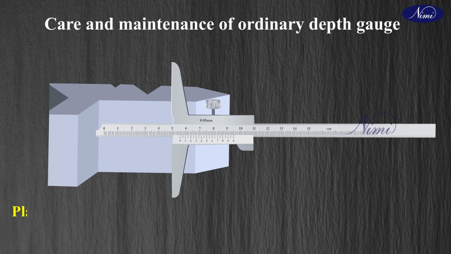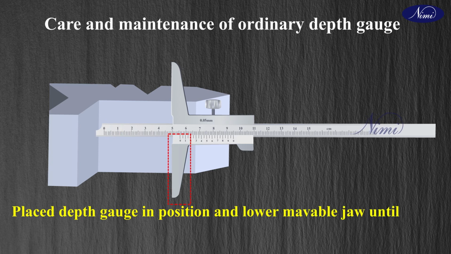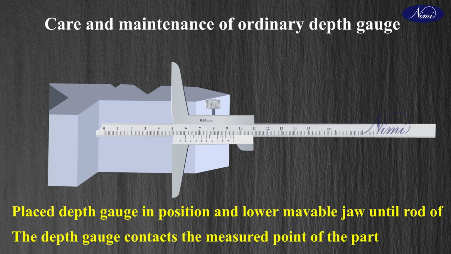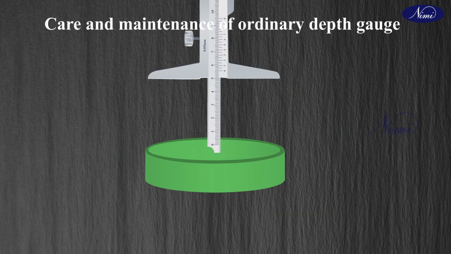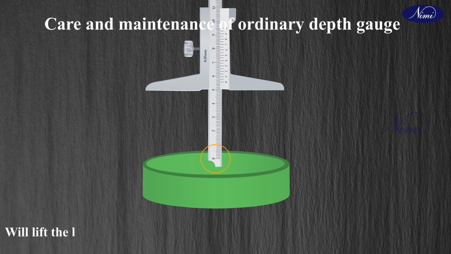Number 5. Place the depth gauge in position and lower the movable jaw until the rod of the depth gauge contacts the measured point of the part feature. Number 6. Do not give excessive pressure on the beam while taking measurement, as it will lift the base from the reference surfaces.